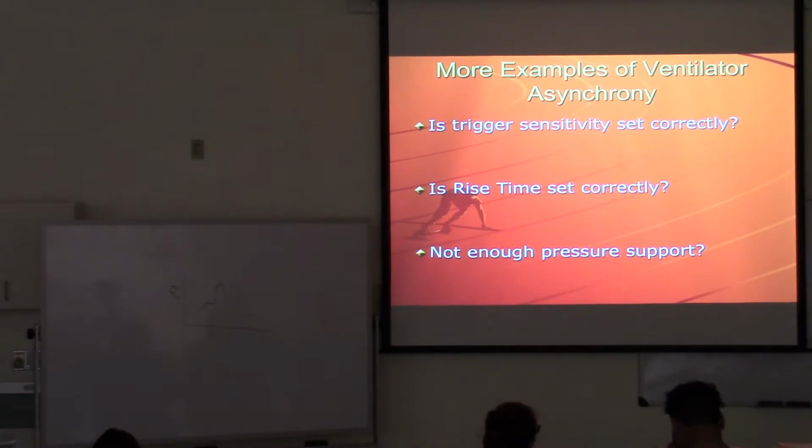So you would ask yourself, do I have my trigger sensitivity set correctly? I think you're getting used to what the normal values are for setting sensitivity on the ventilator. Pretty much all of them have default settings for sensitivity when you turn them on, and those are adequate almost all the time. So you usually don't have to play with your trigger sensitivity. There are some exceptions to that.